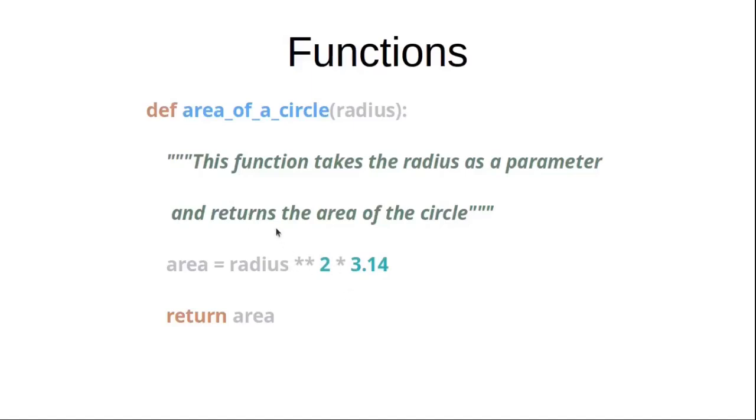First example, a function that calculates the area of a circle. Def is the keyword declaring that you are defining a function. Area of a circle is the name of the function that takes one parameter called radius. We add a docstring. We make a computation and assign it to a local variable called area and return the local variable area.